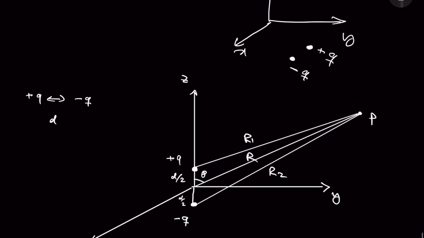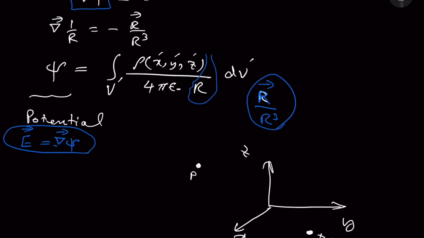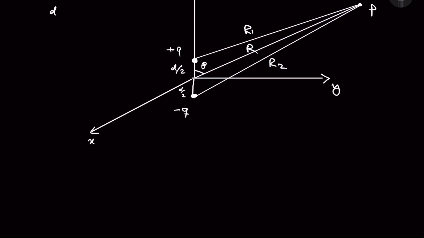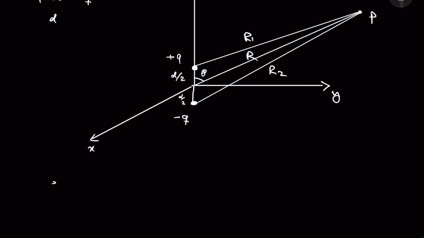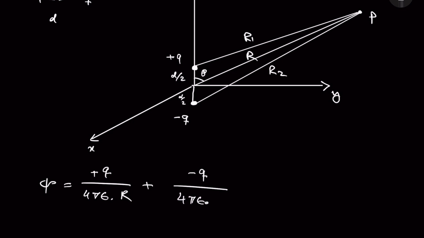So if I am to apply this integral here, basically it's going to reduce to just adding the potential of the individual charges, plus and minus q over 4 pi, this is R1 and this is going to be R2.